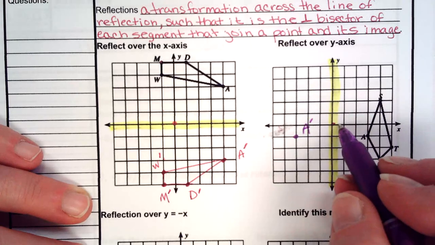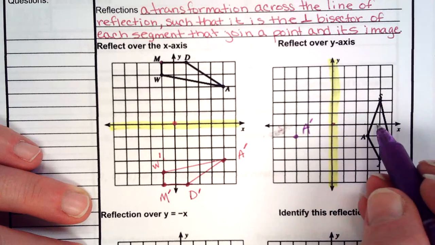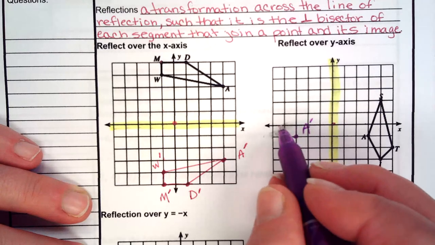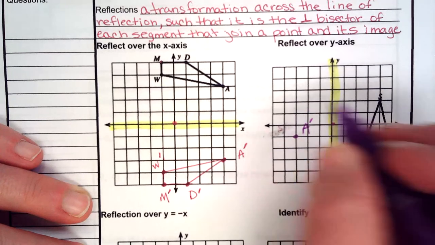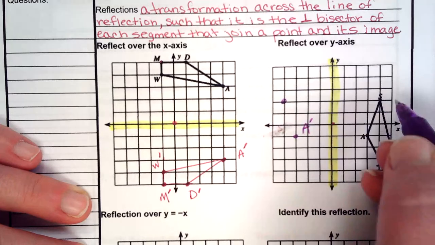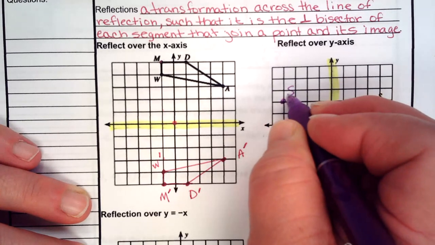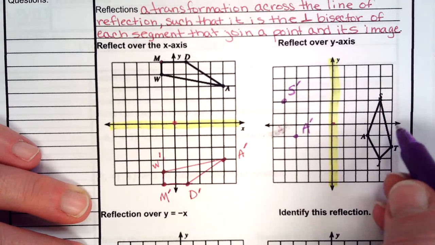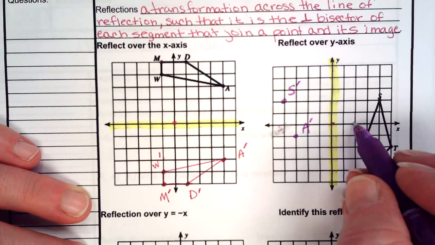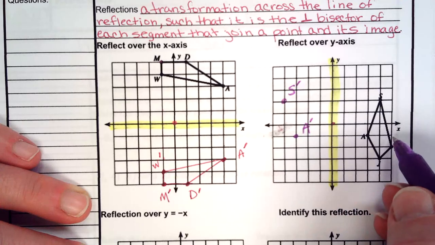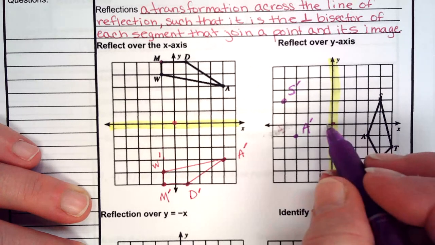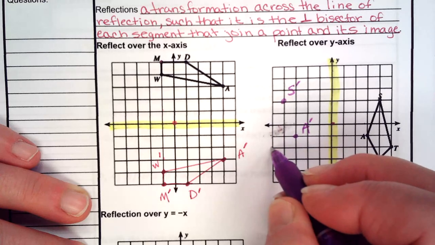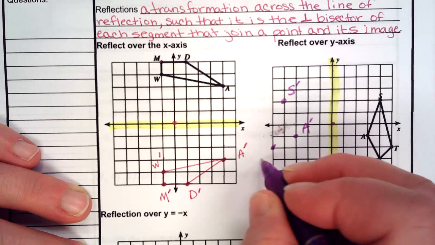Okay, this is 1, 2, 3, 4, 1, 2. This will be S prime. This one is clear over to 1, 2, 3, 4, 5, and down 1, 2. Go over 1, 2, 3, 4, 5, down 1, 2. T prime.